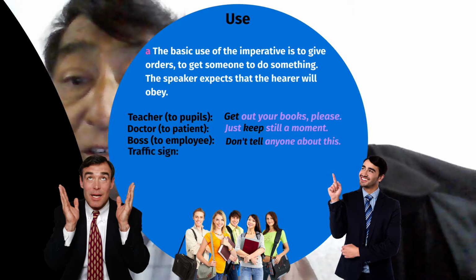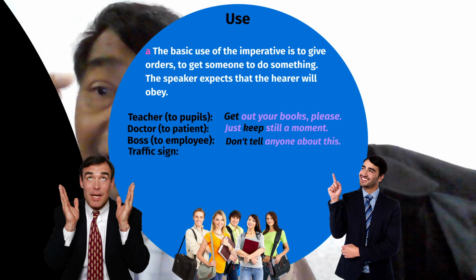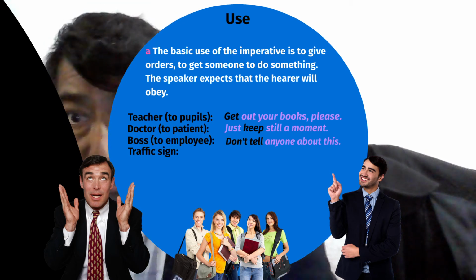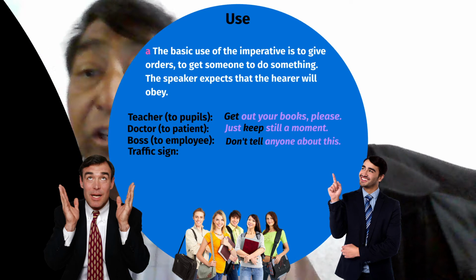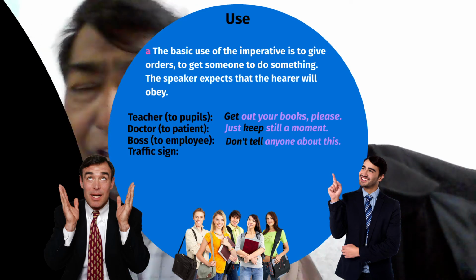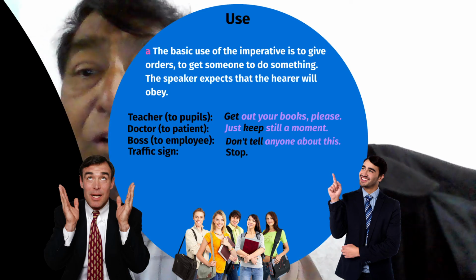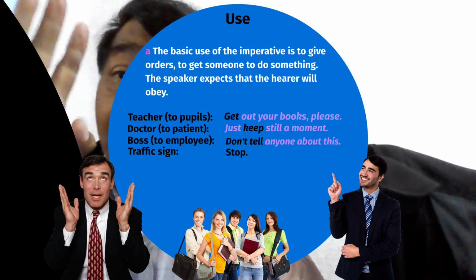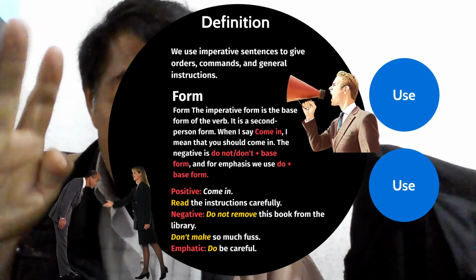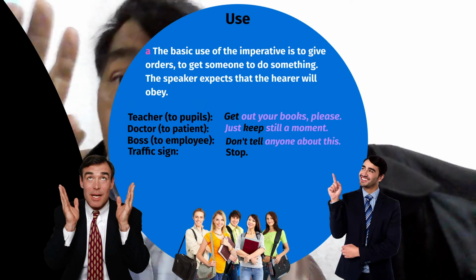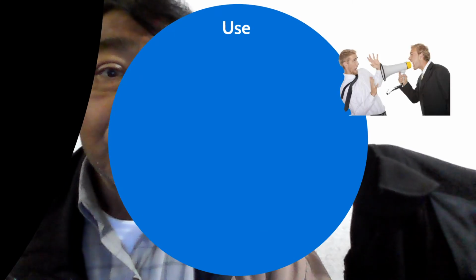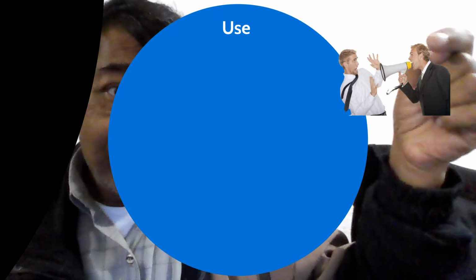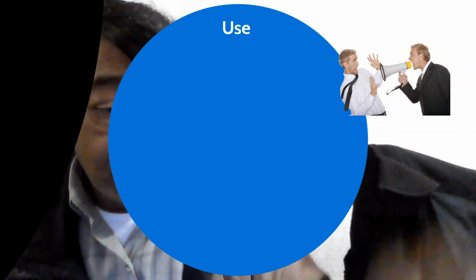Okay, so this is another command. This is another order. So the traffic sign. Sometimes you are driving a car, and on the roads you can find a traffic sign, and it says a sign to stop. You stop. Okay. So now the next use. Oh look, here we have this guy. He's shouting at his employee.